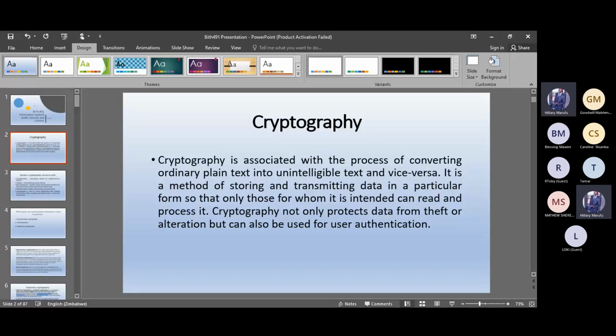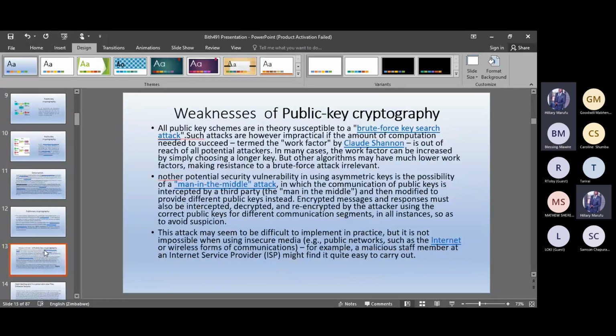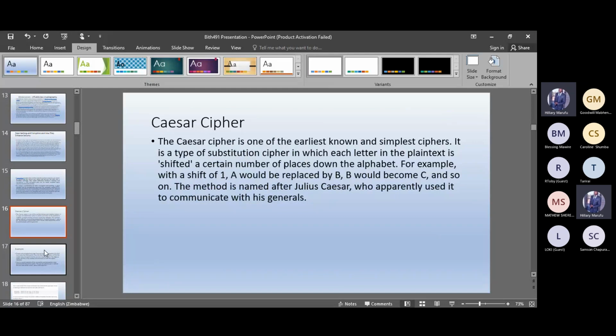So basically, what we're saying is, let me jump to another slide. There's a slide that I want us to jump to. It's Caesar cipher.